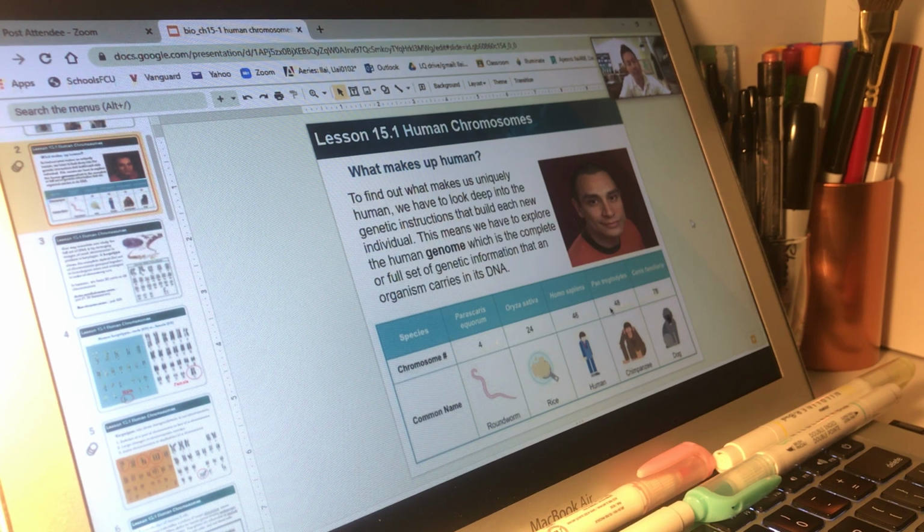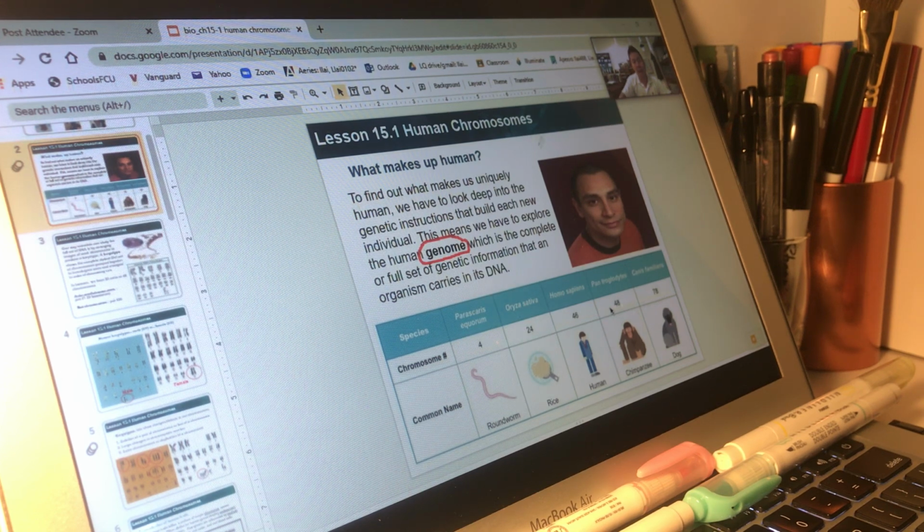Now, what makes a person a human? All the traits that this man has are determined by what is called the genome. The word is right here, genome. The genome represents all the DNA, all the genetic material that is found in an organism, all the DNA.